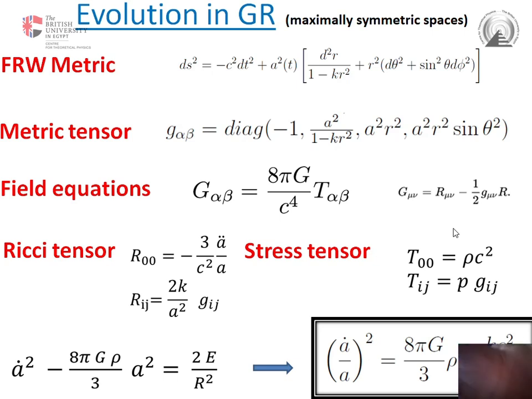So there we go. And this is our metric. This is our metric tensor, a diagonal matrix with these things on the diagonal. This corresponds to that, and this is this, and so on.